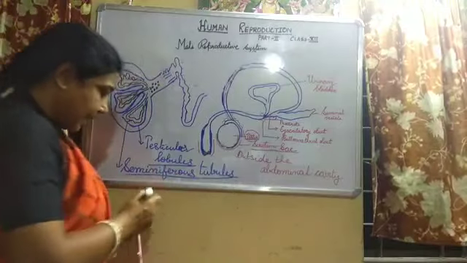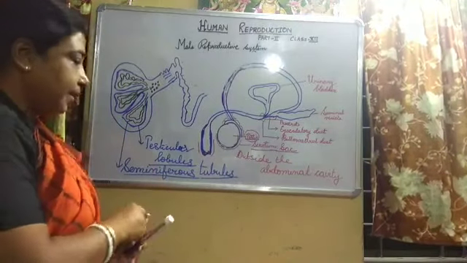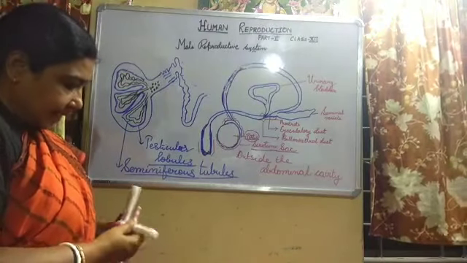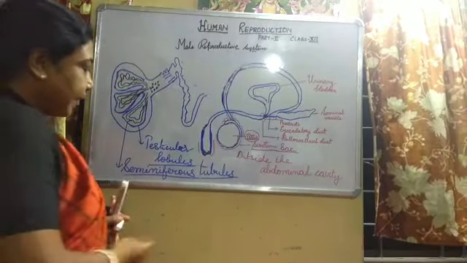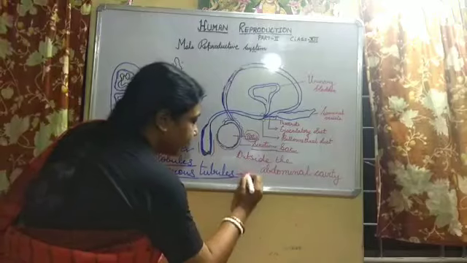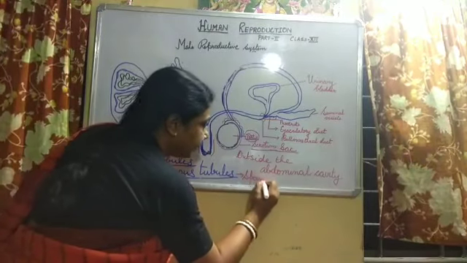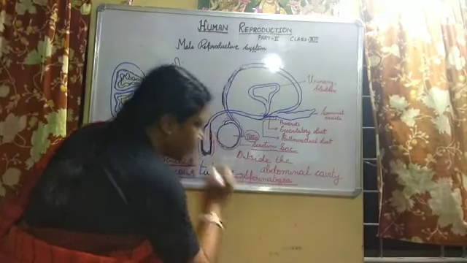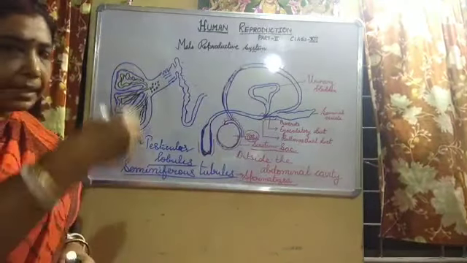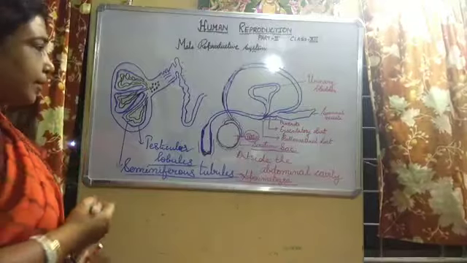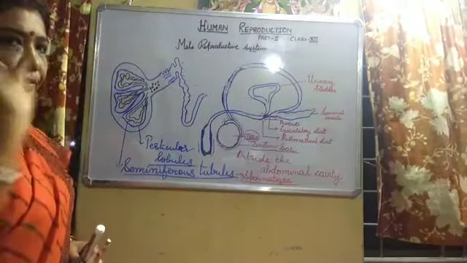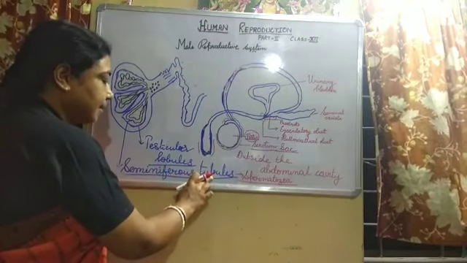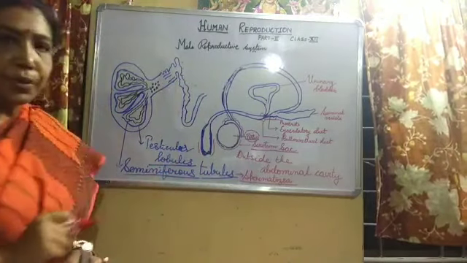Always remember, this is the site in the testis where the spermatozoa are produced. Ultimately they will get transformed into spermatids and sperms. We will go into it afterwards. But the seminiferous tubules are the site where the spermatozoa are produced.